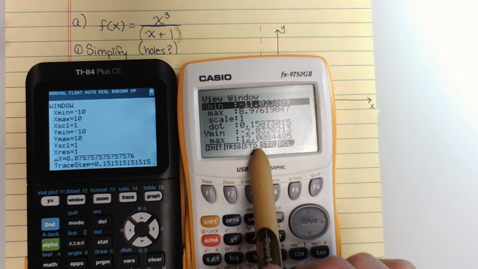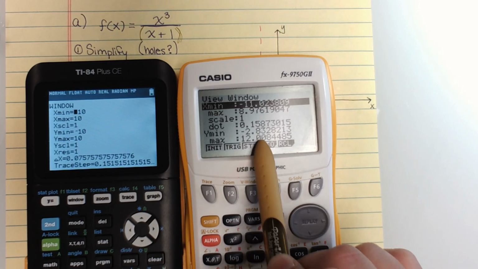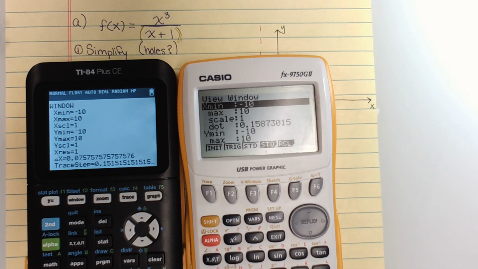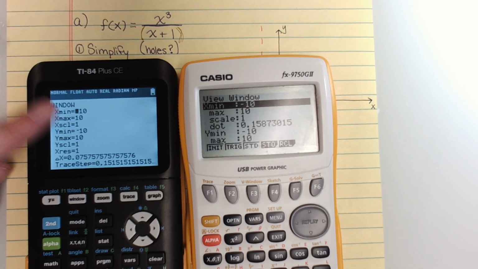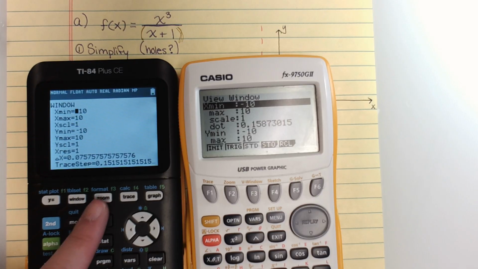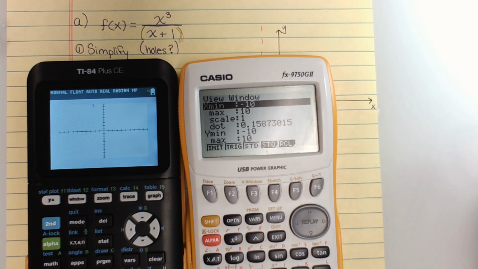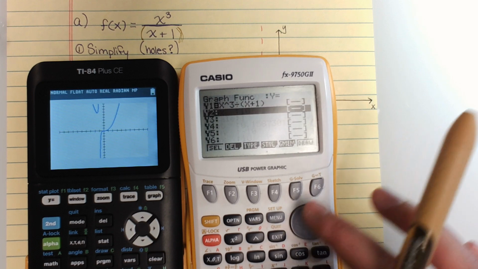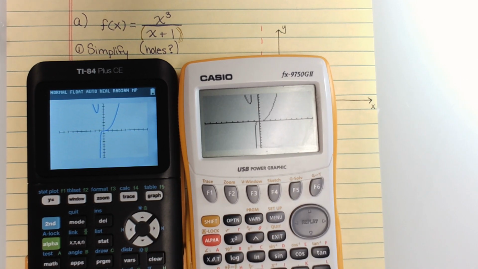When the viewing window is up, do you see where it says STD here? Stands for standard. That's button F3. On the TI, if I want to just change it to standard, Zoom 6 will change it to standard. On the Casio, once I've changed the equation, exit out of it and click draw.